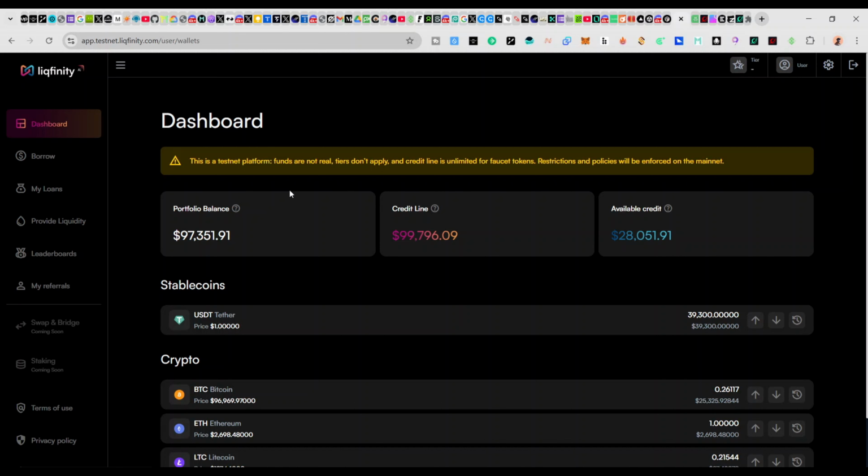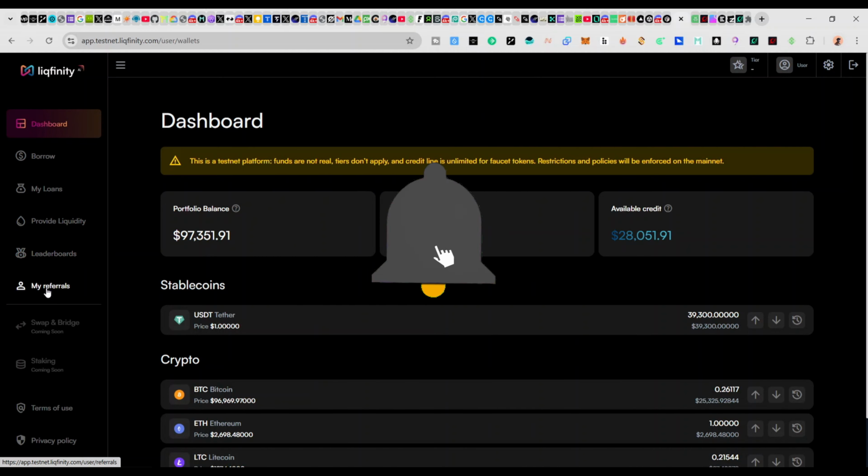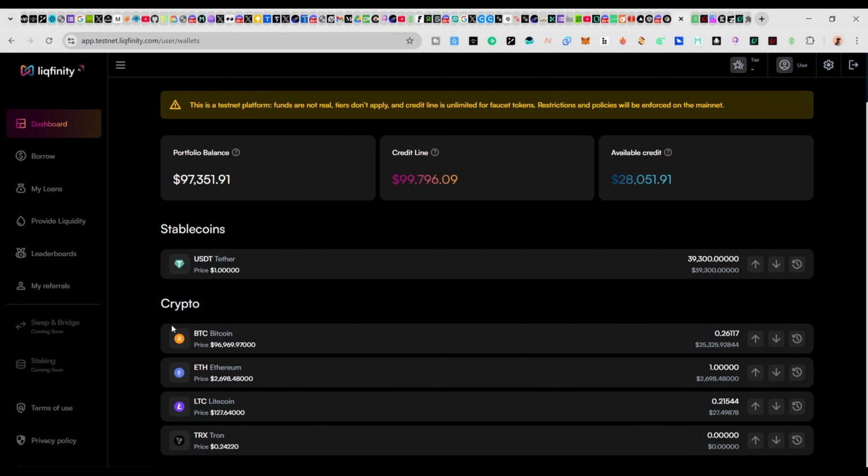So I'm going to walk you guys through every single thing, from the dashboard to the borrowing to the loans, providing liquidity, the leaderboards, and then of course your referral, and how to stack up the points, because lots of people are confused. So stay tuned. Let me walk you guys through the details.